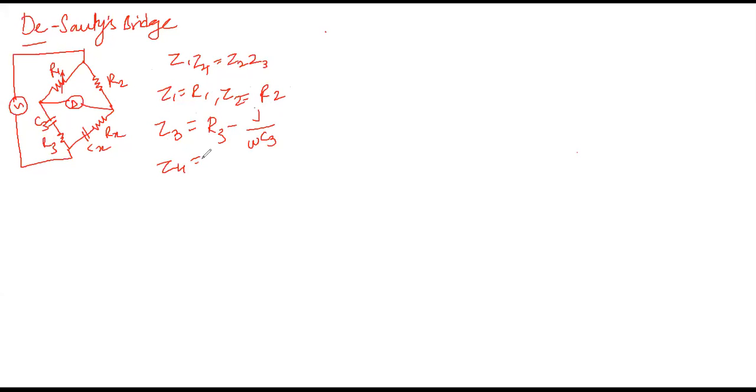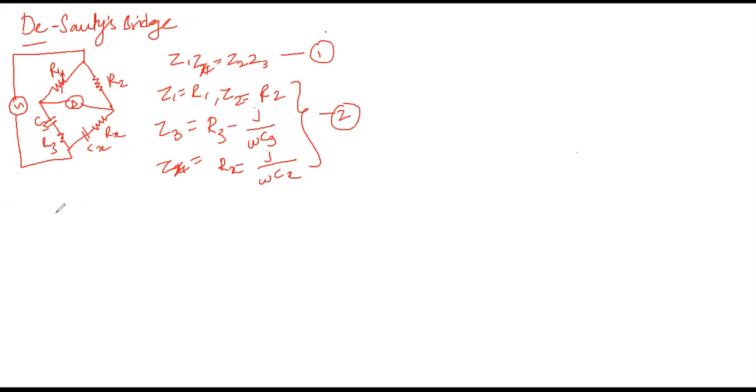And Z4, again here Rx is in series with Cx. So I will correct it. Instead of Z4, I will write Zx. So what is the value of Zx? Rx is in series, means Rx minus j divided by omega Cx. So this is our equation number 1. This is the balanced condition, and this is our equation number 2. So put all the values of equation 2 in equation 1.